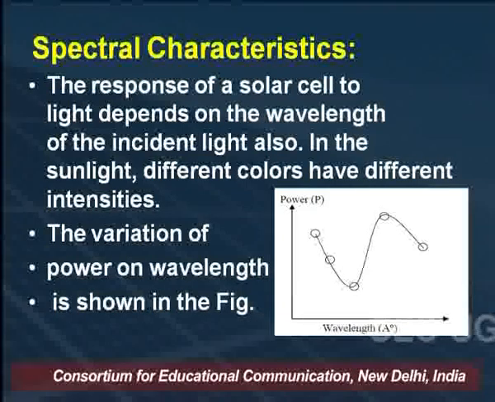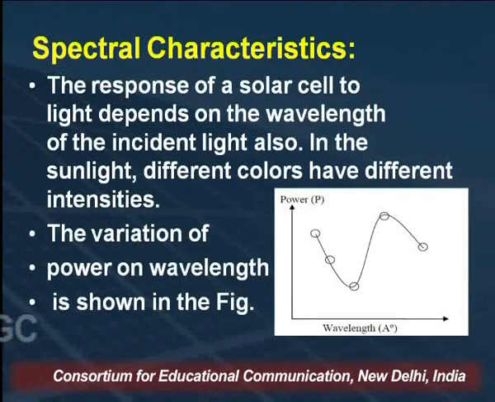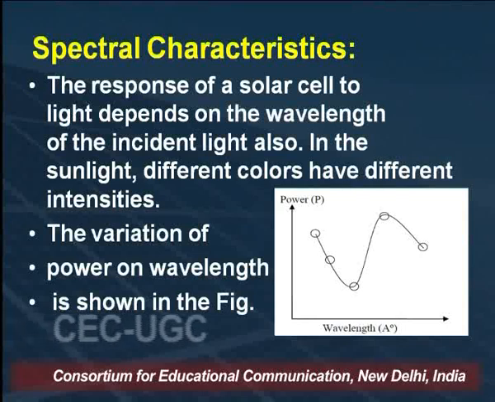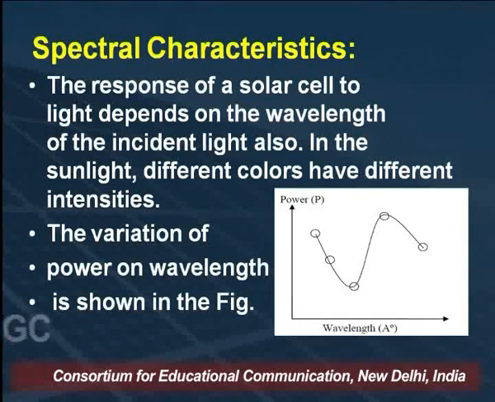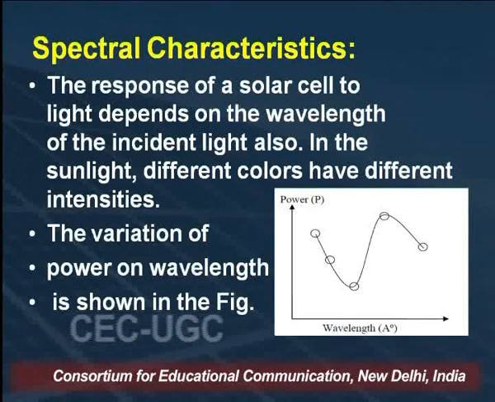The next and the last characteristic is the spectral characteristics, which give the response of the solar cell to light depending upon the wavelength of the incident light. How much light is falling upon a panel represents the spectral output. In the sunlight, different colors have different intensities, which will give the output. The variation of the power with wavelength is shown in a figure. Here you see, as the wavelength changes, the power will change.